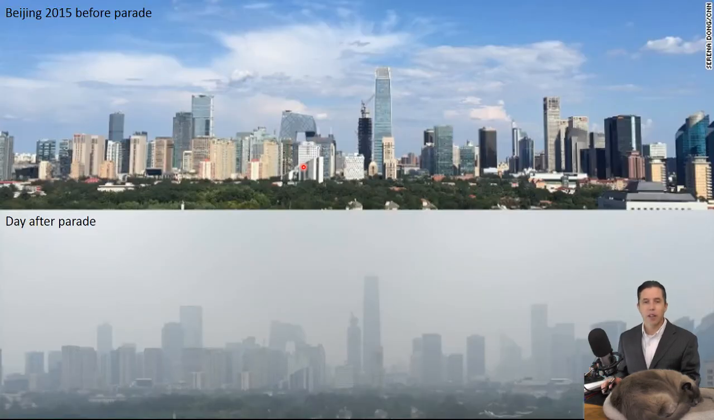In fact, in 2015, they were going to have a parade to celebrate the end of World War II. So for a couple weeks leading up to the parade, they took cars off the streets, they shut down power plants, they shut down factories. And the day of the parade, or the day before the parade, I guess it is, this is what it looked like. This is what Beijing looked like.